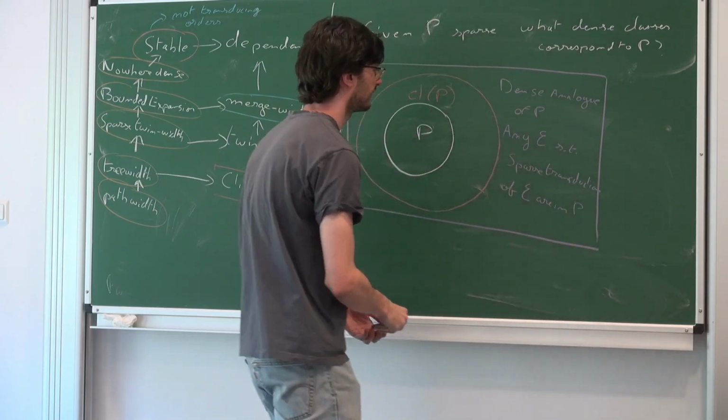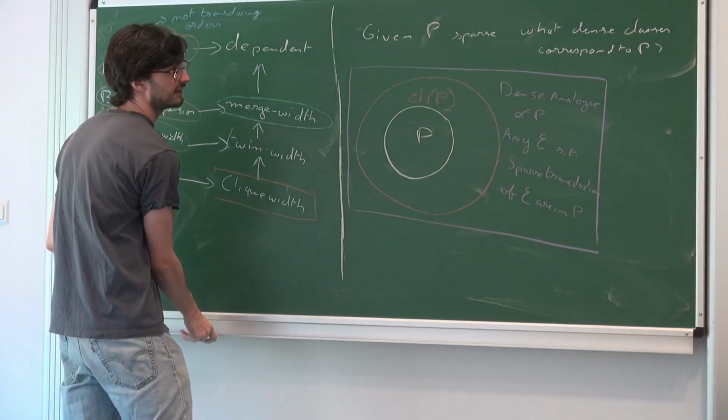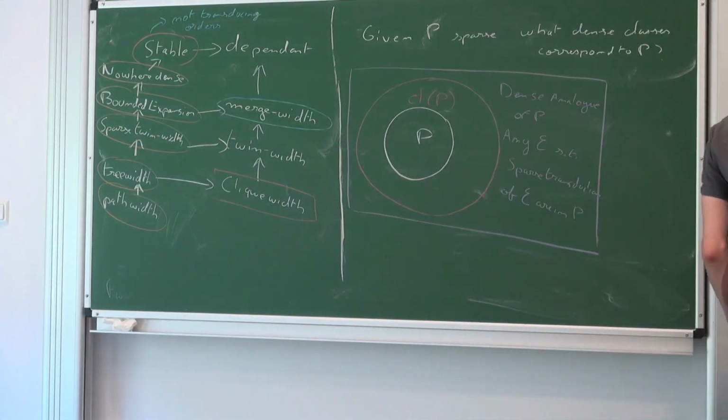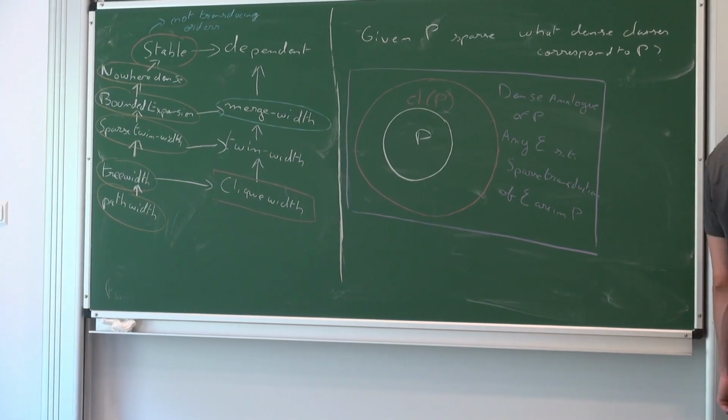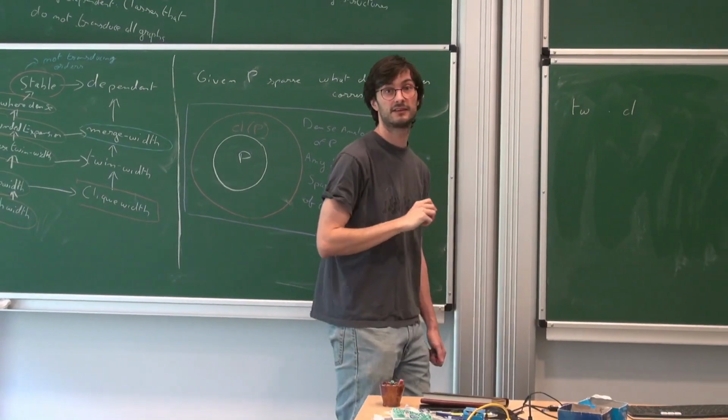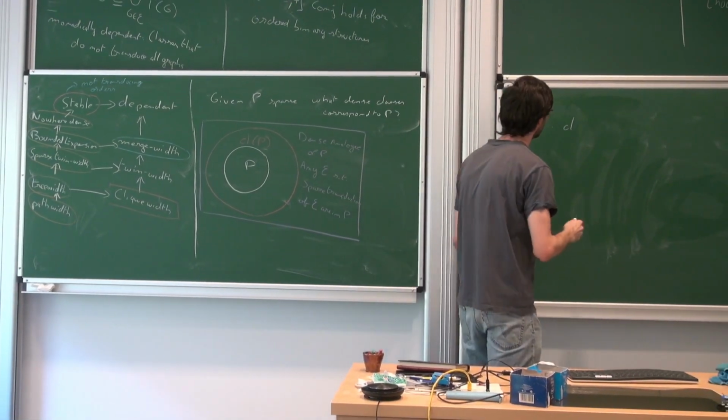So let's give an example. The most well-known of those classes is the class of bounded twin-width, probably. So for twin-width, the closure is called structurally bounded twin-width.